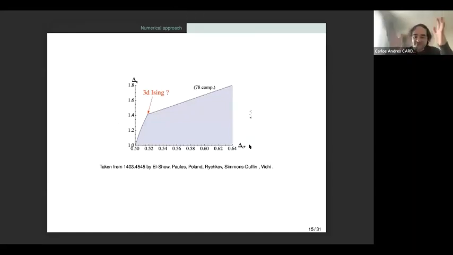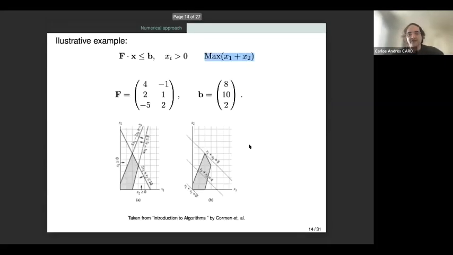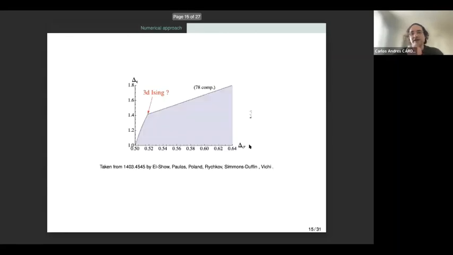Perhaps the still most famous use of this numerical approach is the one done by Sheer, Chalk, Miguel Paulos, David Poland, Rich Cobb, Simon Daffin, and Alexander Vicky. They have the bootstrap constraints, and they also include as an input the spectrum of the 3D Ising model. So they input things that they know from the 3D Ising model, and then they run this simplex algorithm, the algorithm I was trying to explain here, to maximize.